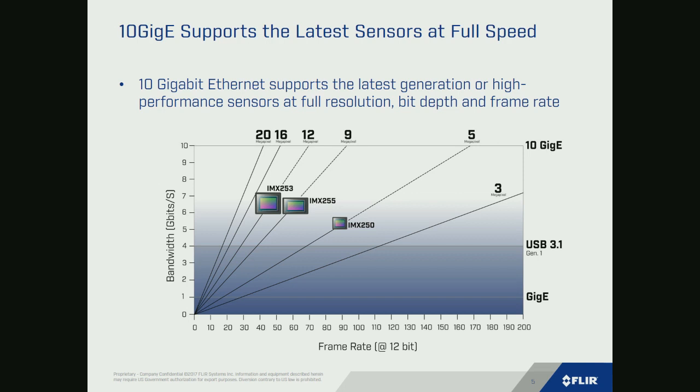So really, to enable those sensors to run at their full potential, you need an interface like 10 GigE. One of the other important things about 10 GigE is there's lots of room to grow as well. So the next generation and the generation after that of these high performance CMOS sensors will be supported on the 10 GigE interface.